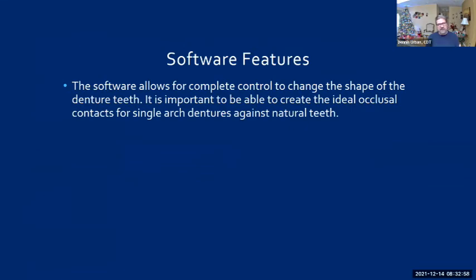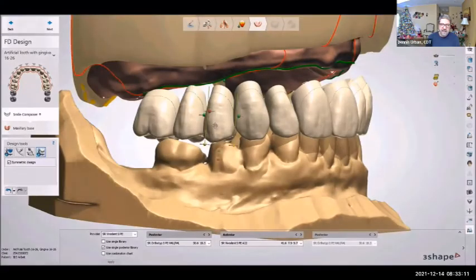Now, so the software features, this software allows for complete control to change the shape of the denture teeth. And it's important to be able to create the ideal occlusal contacts, especially for single arch dentures against natural teeth. So as you can see here, we're able to pull these teeth into occlusion.